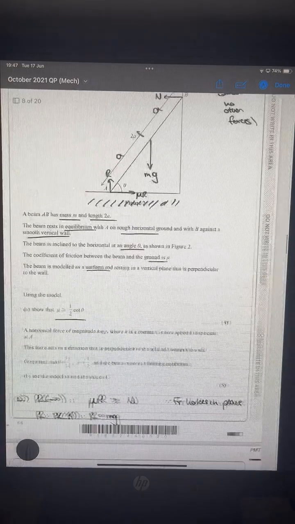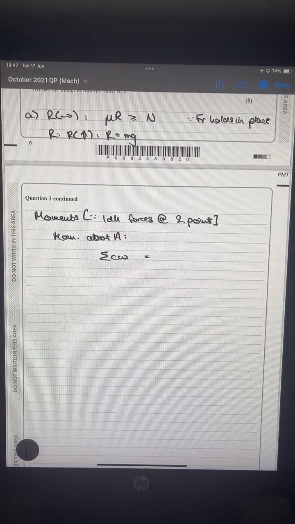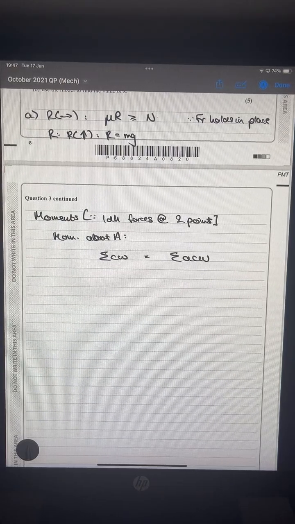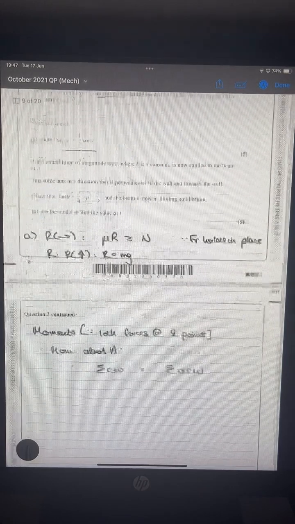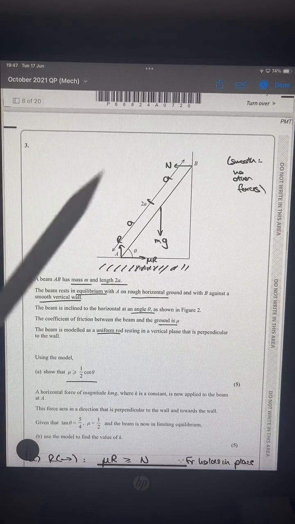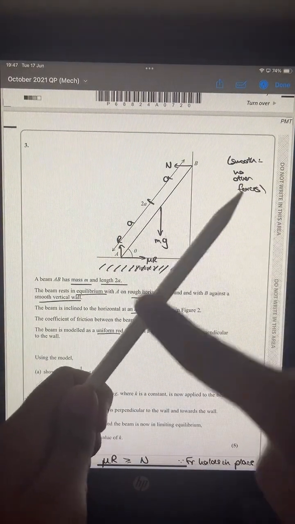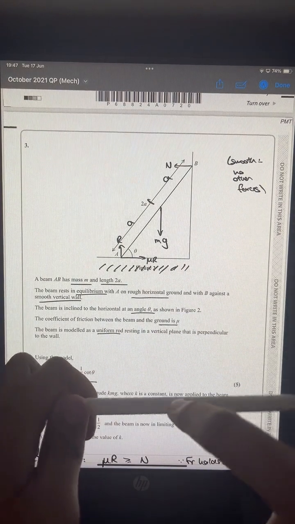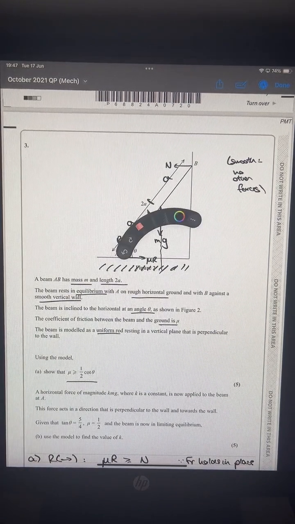That's the moment at point B, so I'm not going to take moments about that. The sum of the clockwise moments equals the sum of the anti-clockwise moments because it's in rotational equilibrium. So the clockwise moments, looking at my rod, imagine you have your pen and you're holding it at point A. This force over here is going downwards, so that is going to be a clockwise moment.